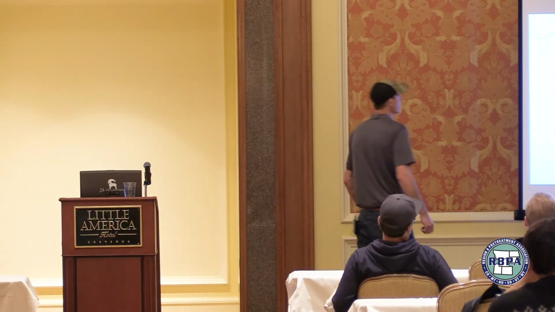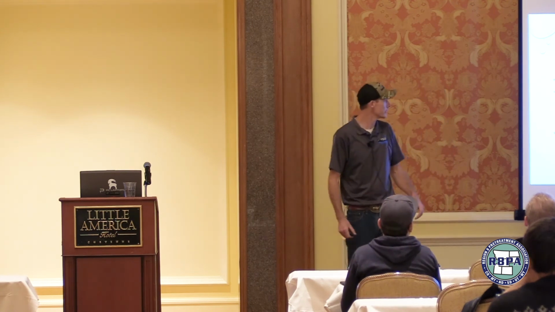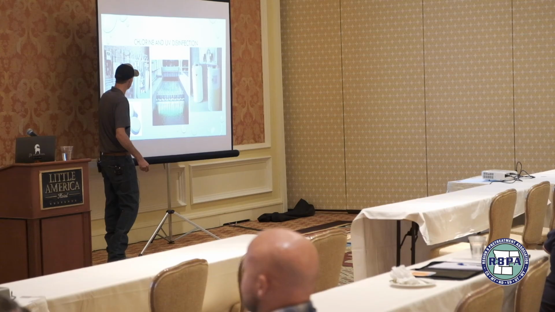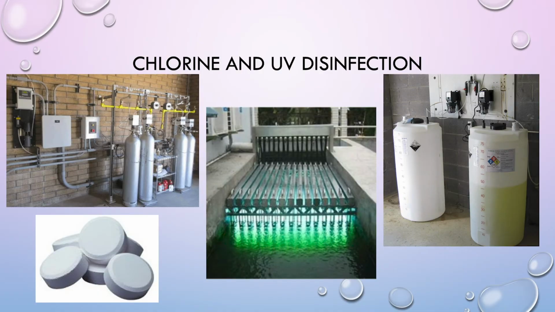Disinfection. Can kill a virus or sterilize. Which one kills, which one sterilizes? Chlorine kills, UV sterilizes. We talked about disinfection a little bit earlier. Okay, so chlorine gas, everybody's seen the 150-pound cylinders. These are calcium hypochlorite pucks, UV, sodium hypochlorite solution.